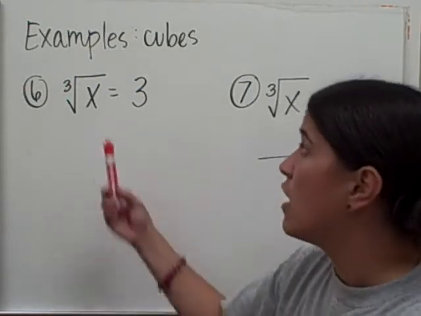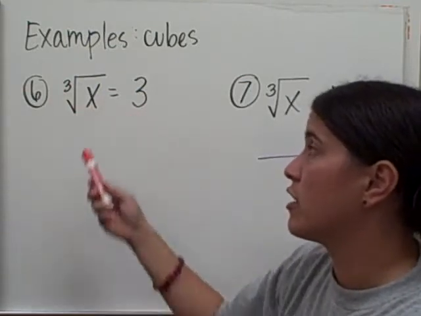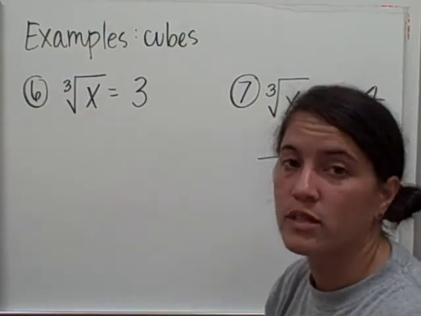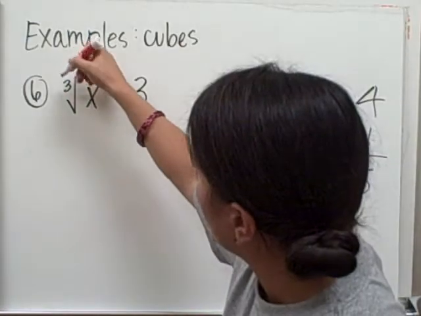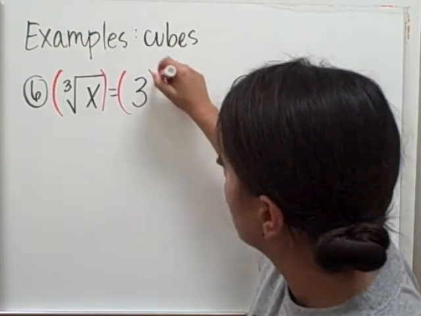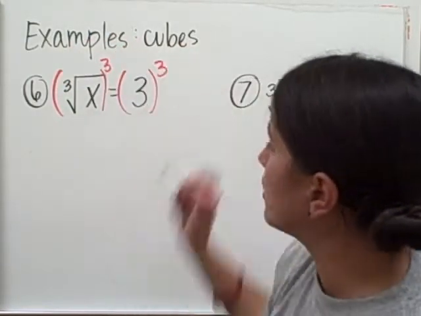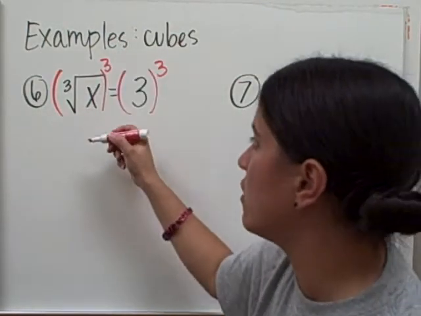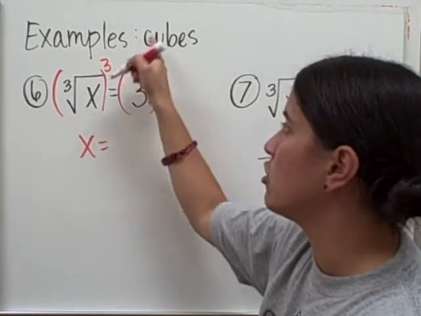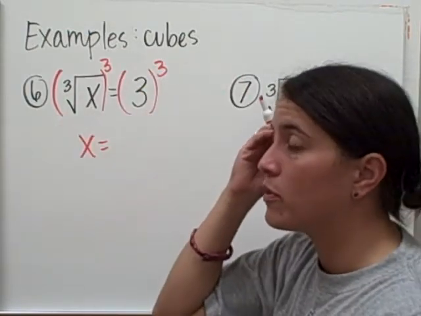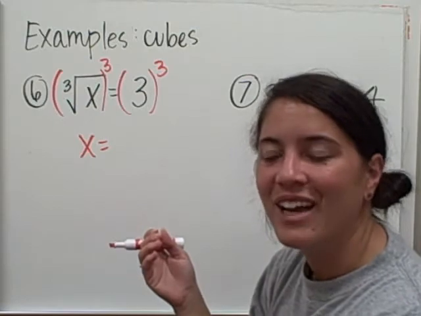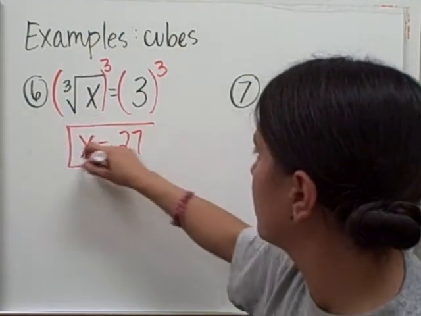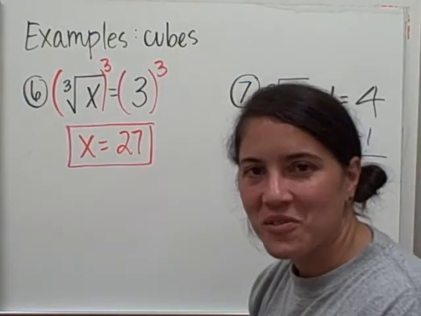Number 6, the cubed root of x is equal to 3. So how do we undo the cubed root? The inverse of cubed root is to cube a number. So we put our parentheses around, and we're going to cube a number. The cubed root and the cube are going to cancel out, and 3 to the third power means 3 times 3 times 3, which is 27. So x equals 27.